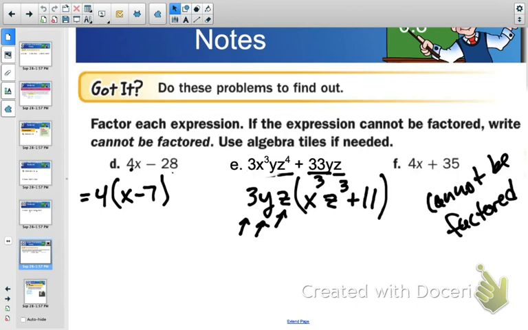And then left over is going to be my x to the third here, because I didn't take any of those out. My y is gone, and I took 1 z out, so that could become z to the third here, not z to the 4th. Okay, then I have my plus sign. 33 divided by 3 was 11, and then I took both the y and the z out, so just 11 there. So that should be your solution there, factored. And then f, 4x and 35, they don't have anything in common. 35 and 4 don't share any factors, so this one cannot be factored, or it's already fully factored, you could say.